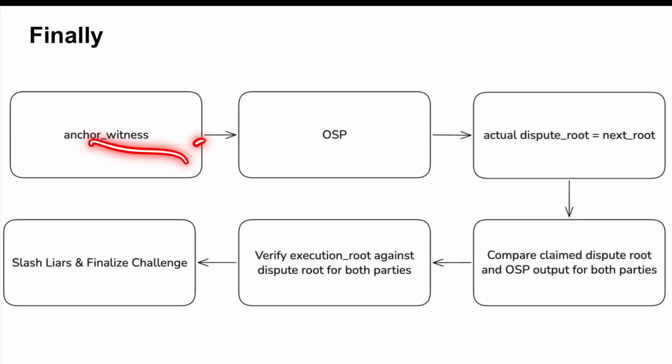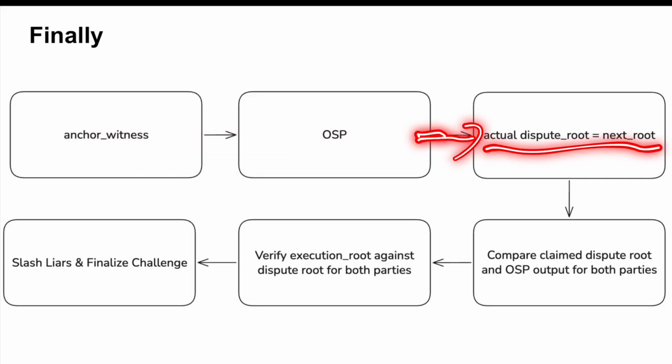We have the anchor witness provided to OSP. OSP computes the actual dispute root, which is the next root. So then we compare the claimed dispute root and the OSP output for both parties, for both verifier and prover, and we verify the execution root against both parties' roots, and we slash the liars and finalize the challenge.